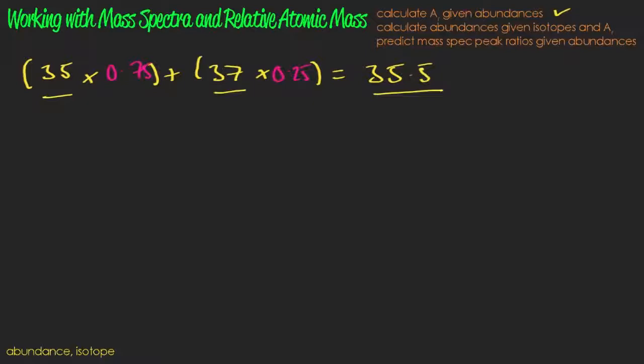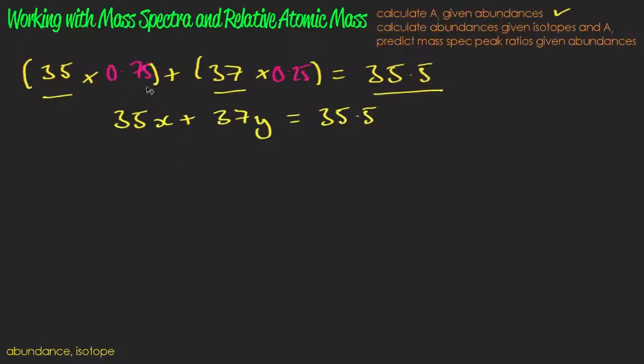Now we can rewrite this. If we don't know what these values are, we can substitute them for some letters and do a little bit of algebra. So we can say 35 times x plus 37 times y is equal to 35.5. And then the next thing we're going to work out is, is there anything else about x and y that we know?